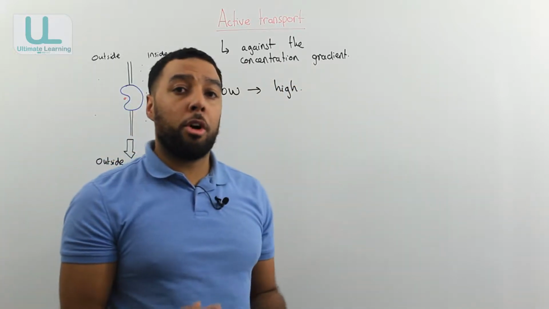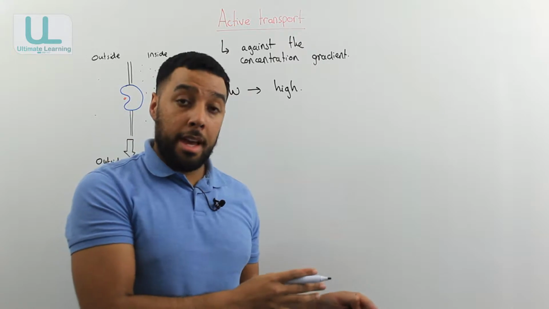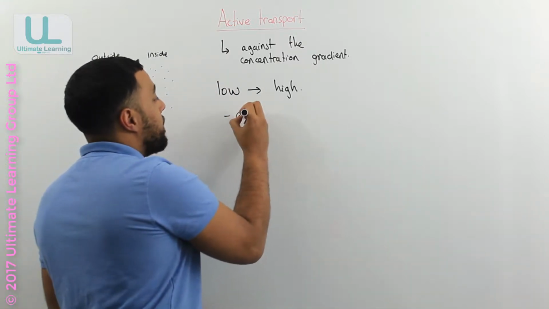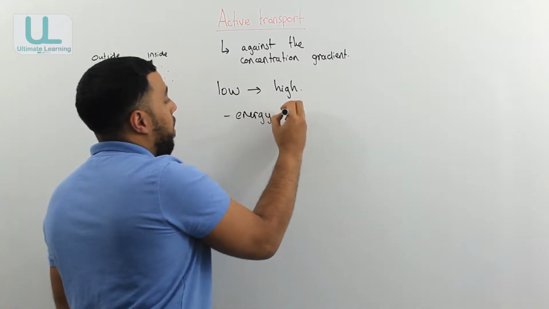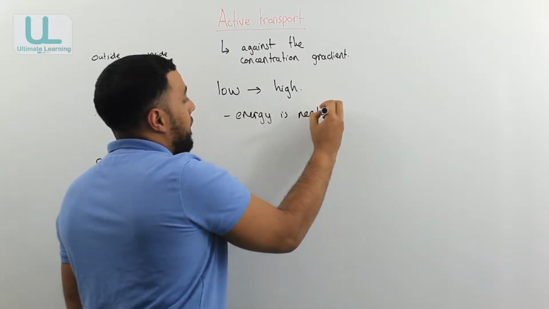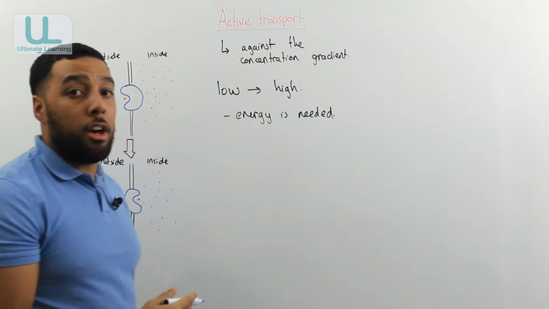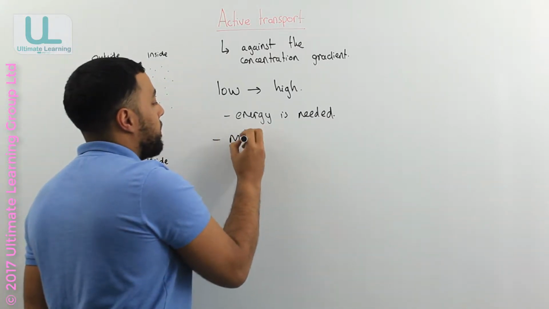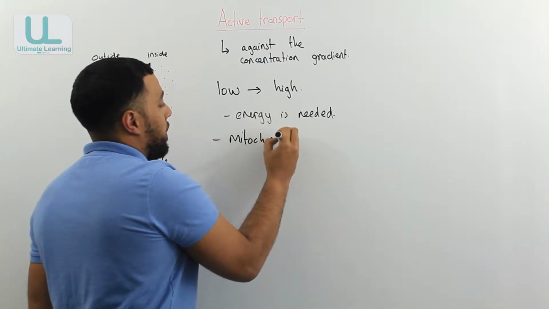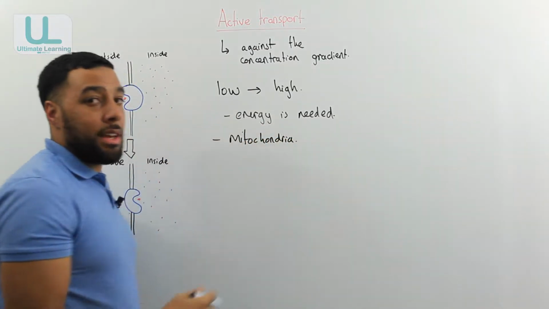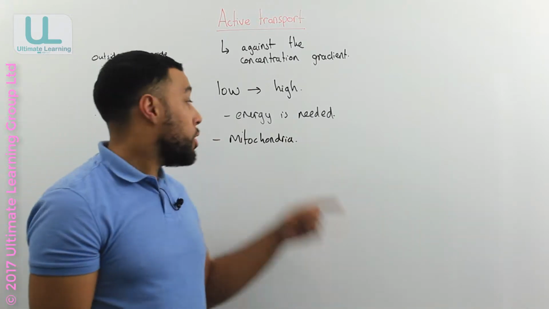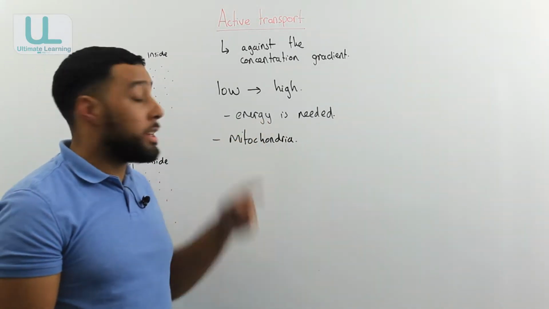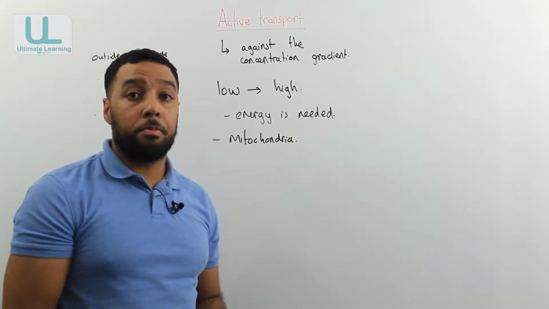Now, in order for particles to move from a low to a high concentration, lots of energy is needed. And that energy is produced in the mitochondria. So cells that carry out active transport usually contain quite a lot of mitochondria for that aerobic respiration to occur.